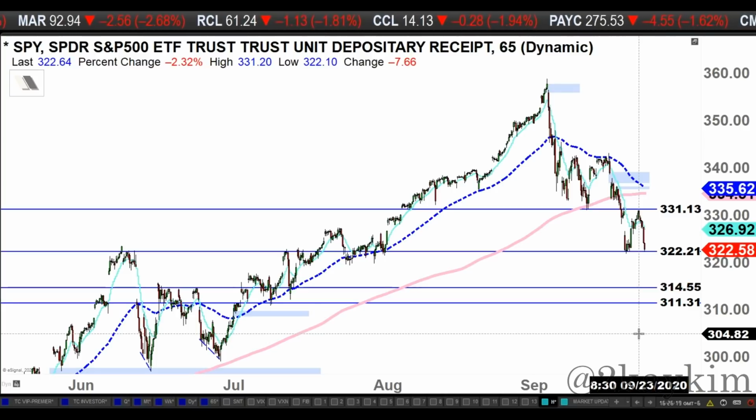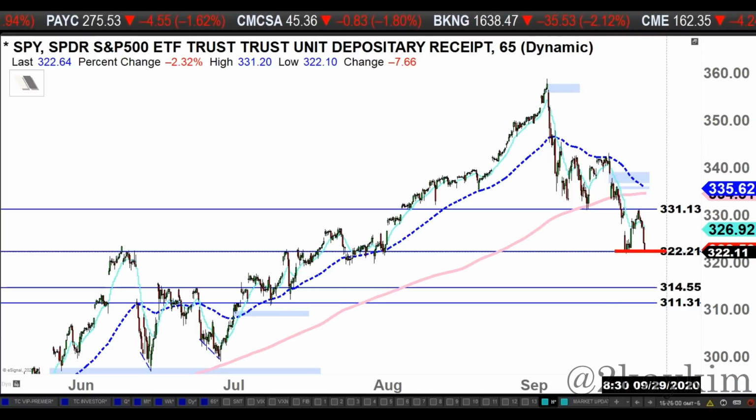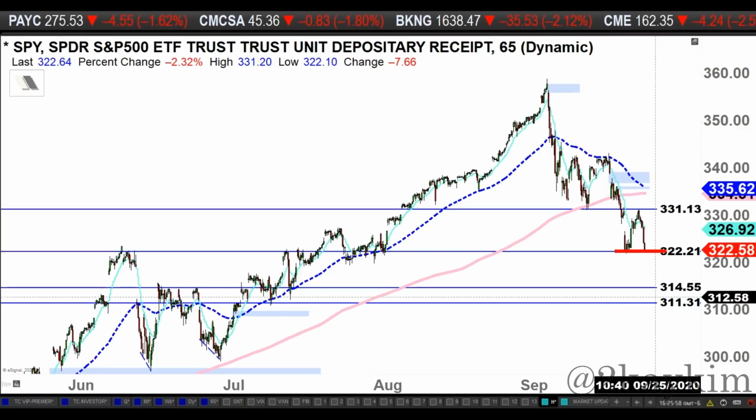I do think that level potentially has some weight as far as some buyers willing to deploy their cash into the market. We may see a little bit stronger bounce at that point. So let's see how this market plays out at 322. See if we can hold that, or if we lose it, though, things can get worse here.